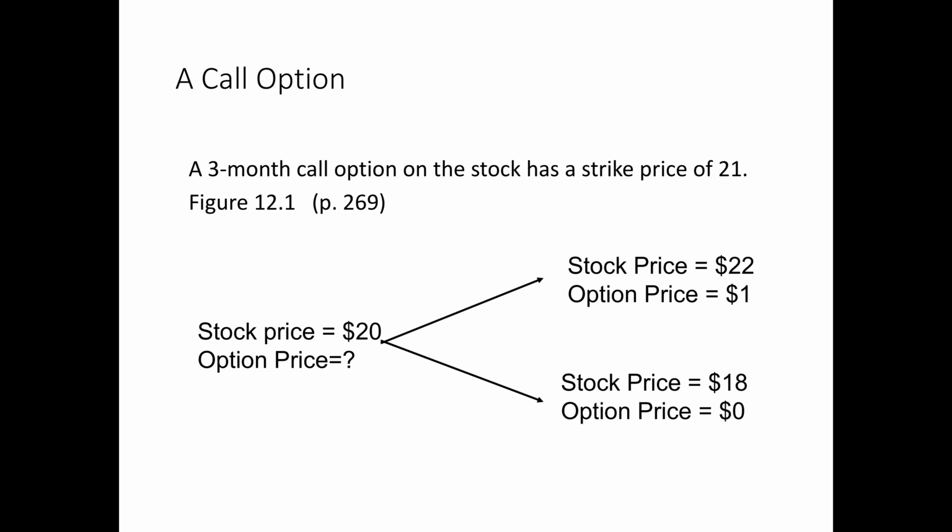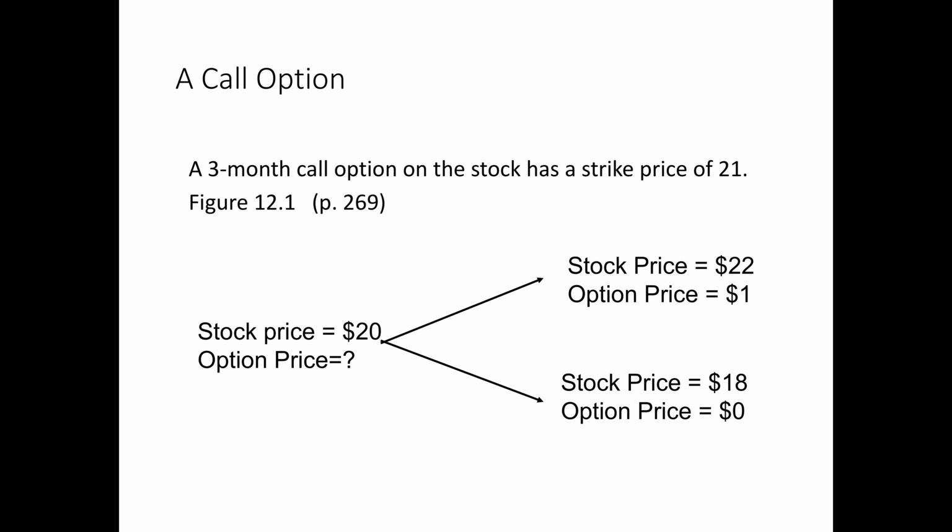Now let's look at an option written on this stock. Let's assume this is a 3-month call option with a strike price of $21. Now let's put the option value underneath the stock price. Let's look at the very end of the 3 months. If the stock price is $22, the option price will be 22 minus 21 equal to $1. It'll be in the money, worth $1. Now, if the stock goes down to $18, this call will be out of the money.